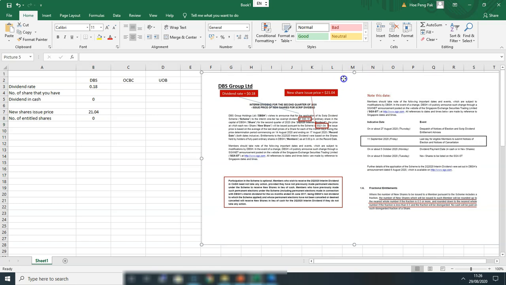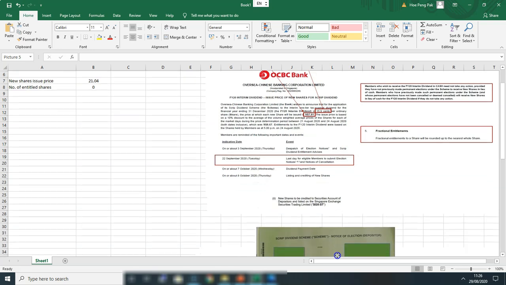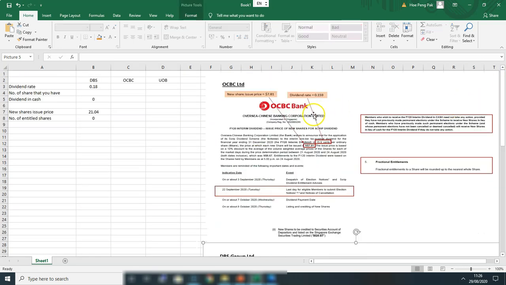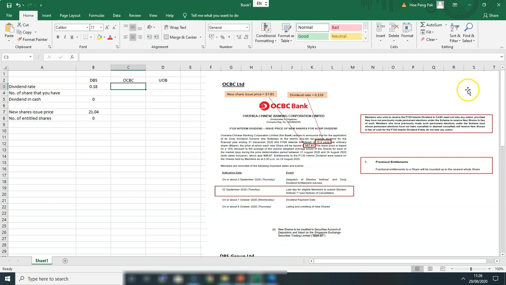Next, we come to the next bank, OCBC. And again, the dividend rate should be told to you already, and this is 15.9 cents. And of course, again, you need to know the number of shares that you have. In order to calculate the dividend in cash, again, it will be the dividend rate times the number of shares that you have. All I need to do is to copy over. And in fact, I can copy to the next bank as well.